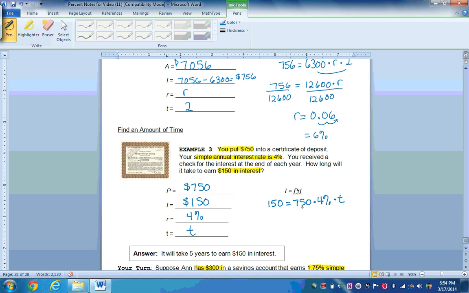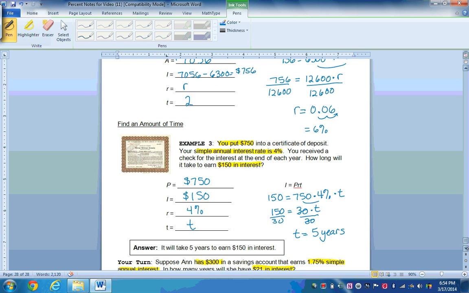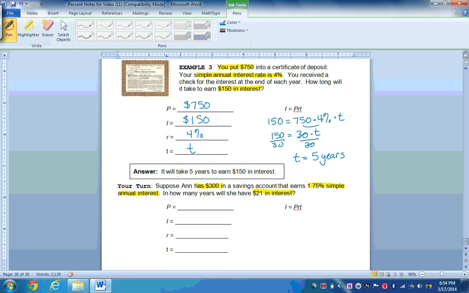So let's go ahead and multiply these two together to start. We have 150 is equal to, when you do 750 times 4%, that comes out to 30, times T. We're going to divide by 30, divide by 30. Those cancel. 150 divided by 30, T ends up equaling 5. Make sure you label it that it is years, because we want to know, is it years, months, days? What is it? Turns out to be years in the simple interest formula. Go ahead and hit pause and try this next question.